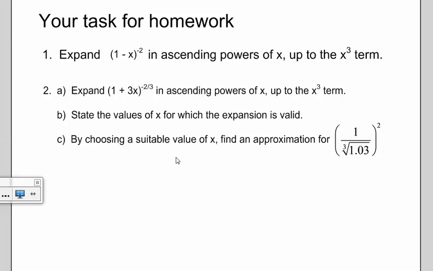And then part C, I'd like you to think about choosing a suitable value of x and find an approximation to this expression here. Now we did something similar to that in C2, and again we'll talk about this in the lesson.